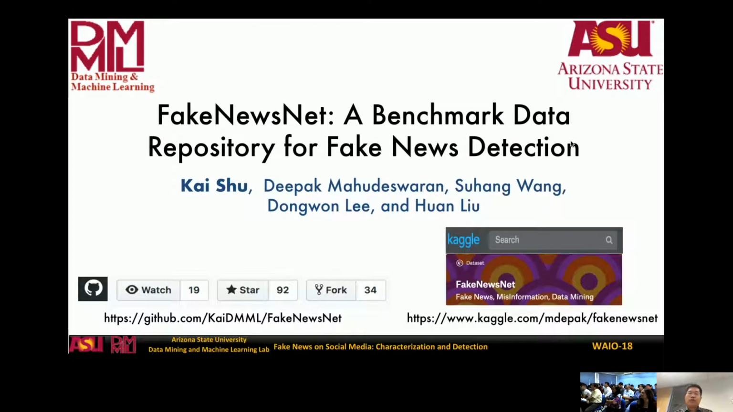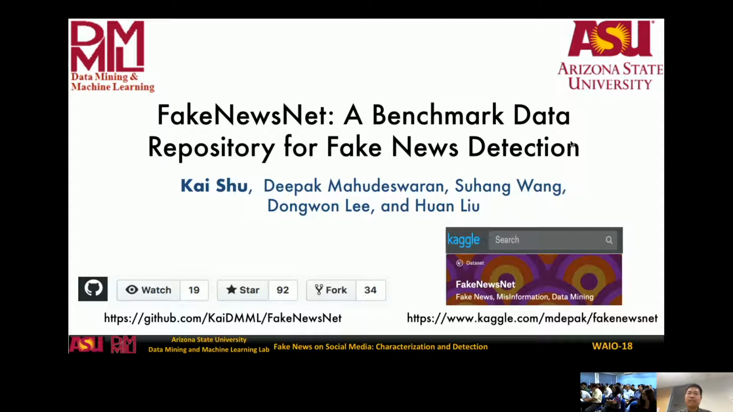So the next piece of work is to try to answer the question about how we can build a reliable benchmark dataset for fake news detection that can benefit the research communities, and also people who are interested in fake news detection. So we built a data repository called FakeNewsNet. This dataset is already publicly available.